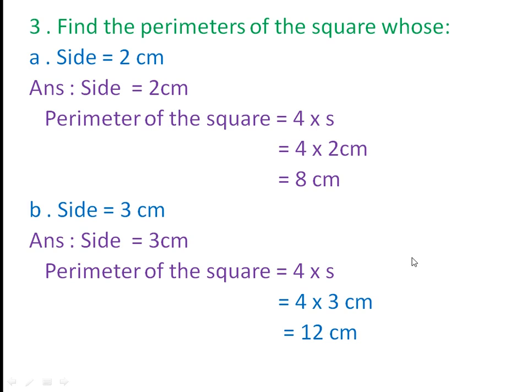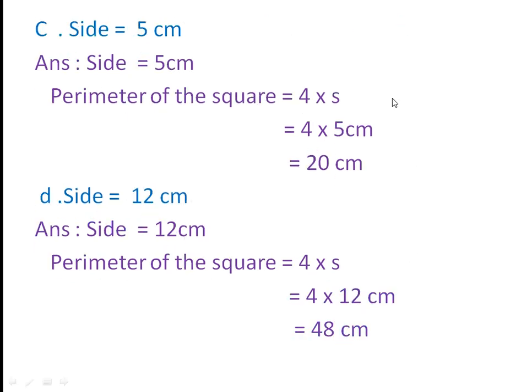Next, here total problems are 6. See here, C1, side is equal to 5 centimeters. And write down the statements here. Side is equal to 5 centimeters and write down the formula for perimeter of the square is equal to 4 multiplied with the side. What is the side value? 5 centimeters. Here write down the 5 centimeters and calculate, 4 5s are 20 centimeters, the answer for the perimeter of the square here. And next D problem, side is equal to 12 centimeters here. Write down the statements like this.